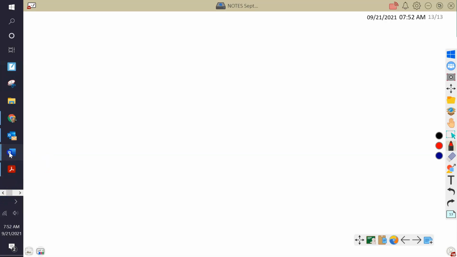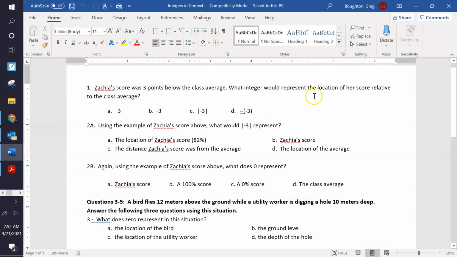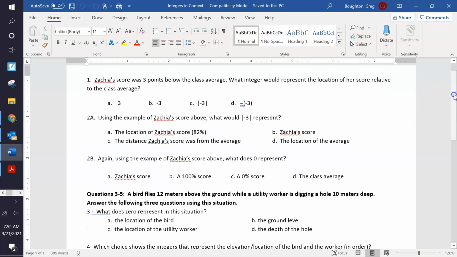And also, I do want to show this sheet right here. We will sometime work on these in class, but I'm going to show you right now. This sheet is called Integers in Context. It's just practice with integers. Like we have Zacchaeus' score is 3 points below the class average. Here it says what integer represents the location. So this is not talking about absolute value. This is talking about the point on a number line. So anytime you see location, you're just like, where is this on a number line? 3 points below the class average. So that would be like -3 right here, not absolute value.